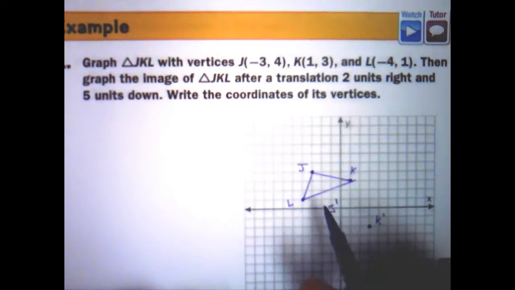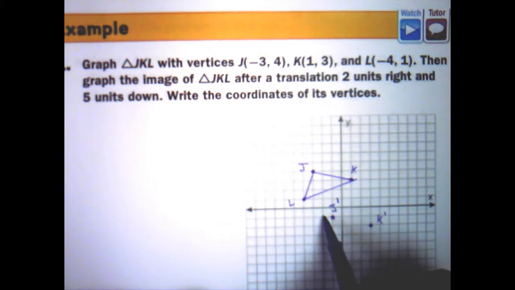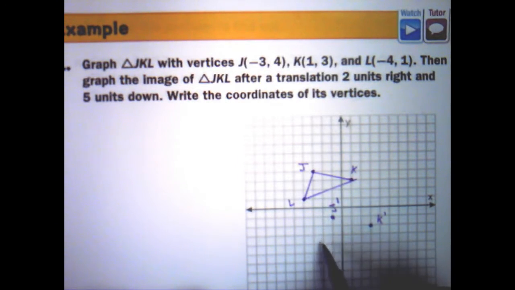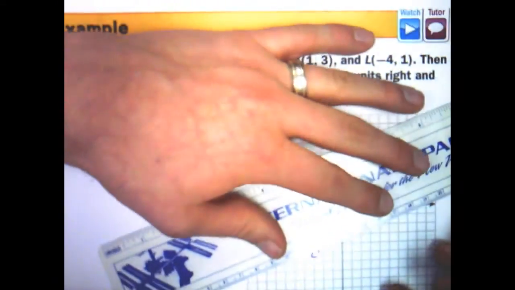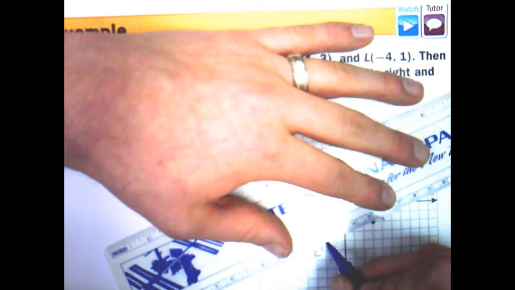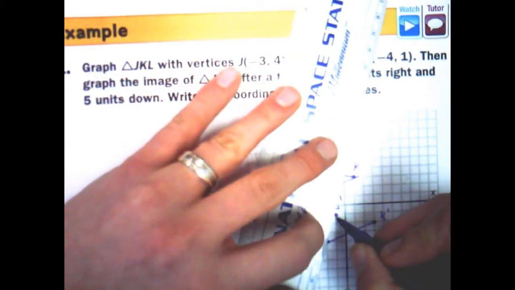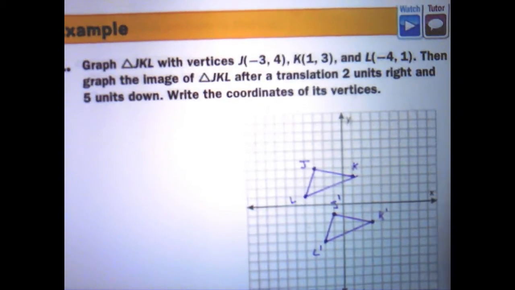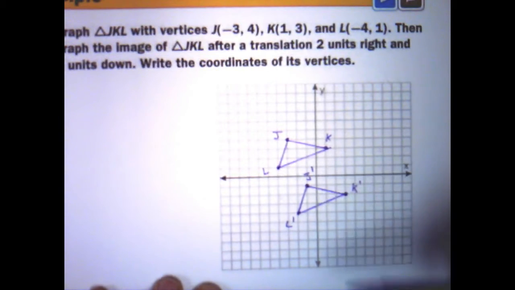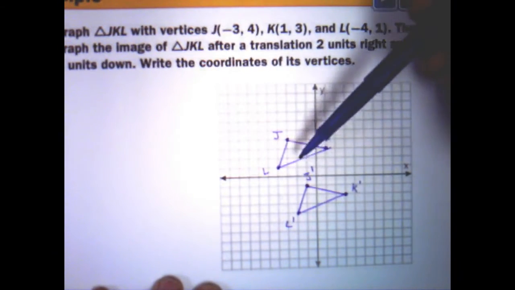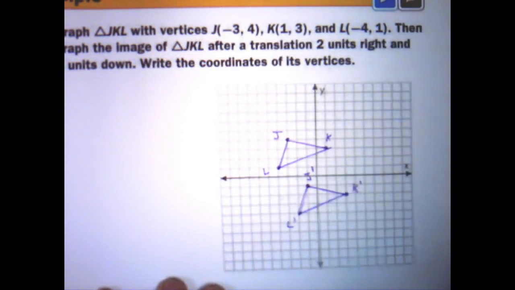J prime. L: 2 to the right, 2 down, or 5 down, 1, 2, 3, 4, 5. This would be L prime. So as you can see, the only difference between triangle JKL and triangle J prime, K prime, L prime is its position. Otherwise, they are congruent. I've taken the whole thing and moved it over 2 and down 5.